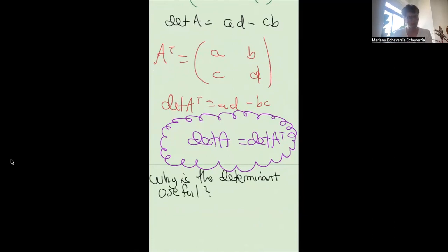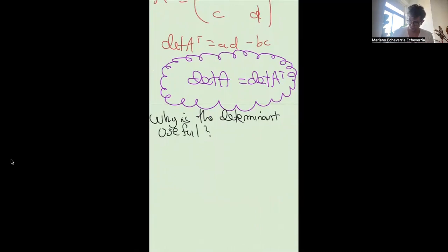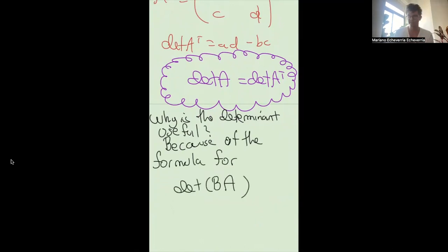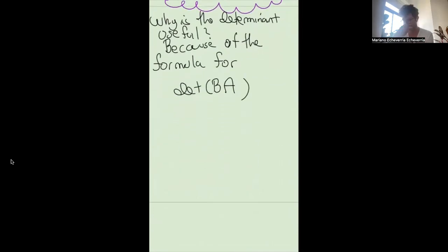It is because of the following formula. The great thing about the determinant is that there's a formula for the determinant of the product of two matrices, which is very simple. You'll see in a second what that is. If you multiply two matrices and you take their determinant, there is a very simple formula for that. So let's try to think about what that formula should be.